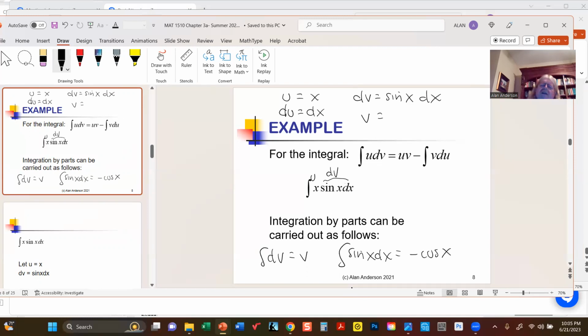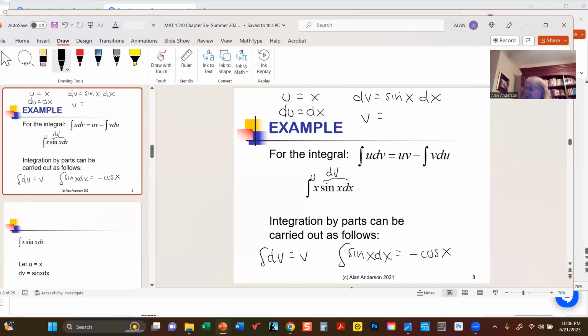By the way, when we're using this approach, we don't need to bother with the constants until the very end. In other words, you don't have to continuously write them because you'll end up consolidating them all at the end anyway. You notice how I wrote this as integral sine x dx is negative cosine x. Normally there'd be a plus c there, but we don't have to worry about it here.